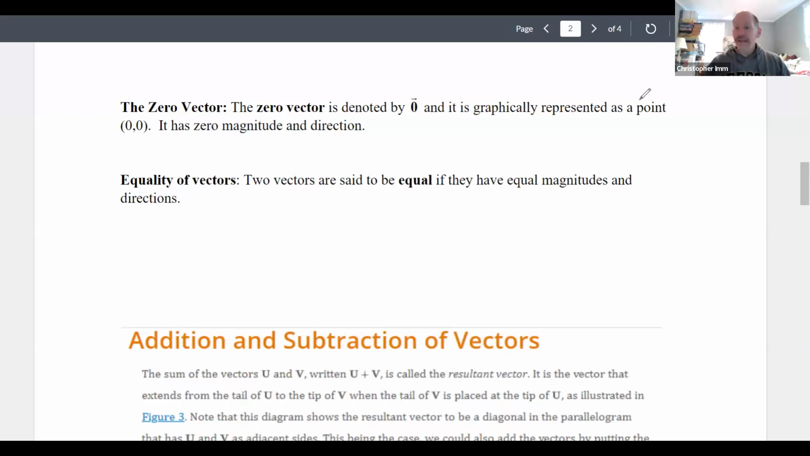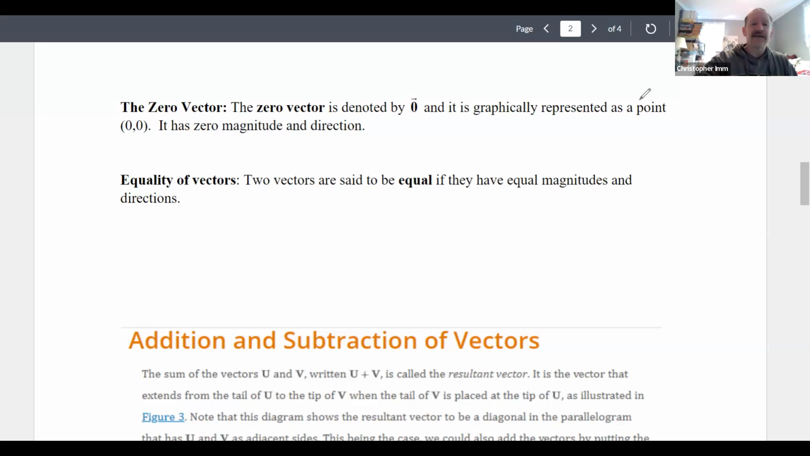Okay, when we're looking for vectors and some properties of them, we have to define the zero vector. This zero vector is going to be represented by just a dot at the origin. And we need that vector because it's going to give us properties when we look at operations with vectors such as addition, subtraction, multiplication, etc. We want to look at equality of vectors. So two vectors are said to be equal if they have equal magnitudes and directions.